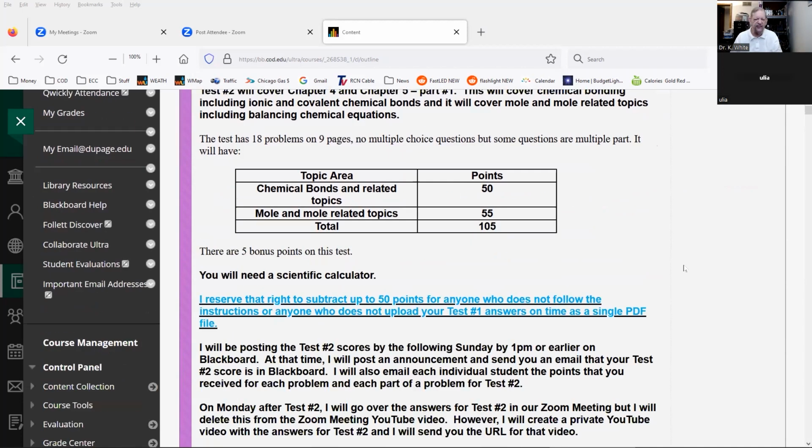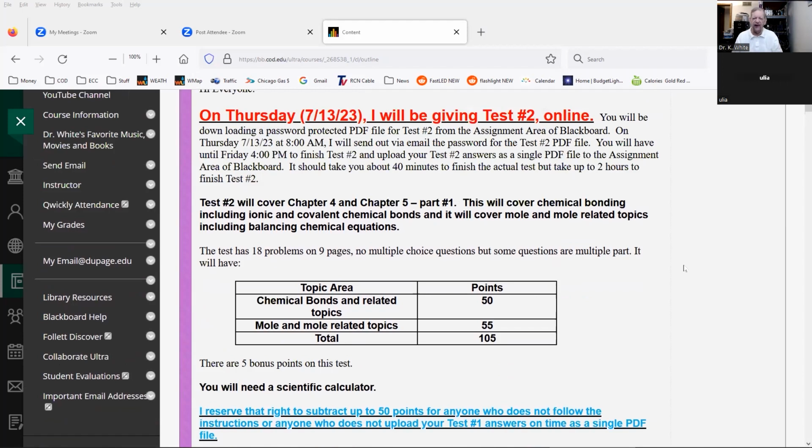Now, test number 2 will cover Chapter 4 and Chapter 5, Part 1, which I should finish today. This will cover chemical bonding, including ionic and covalent chemical bonds. It will cover mole and mole-related topics, including balanced chemical equations. By the way, I will have problems where you have to balance chemical equations.